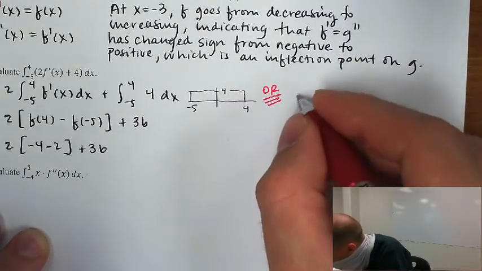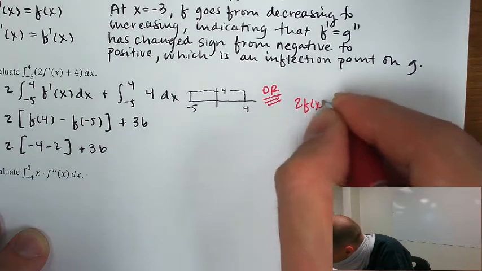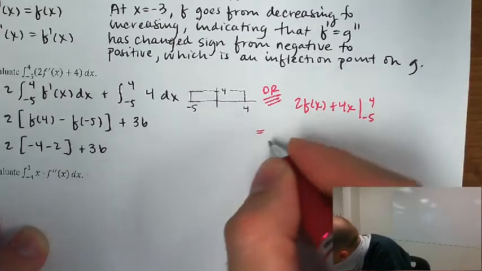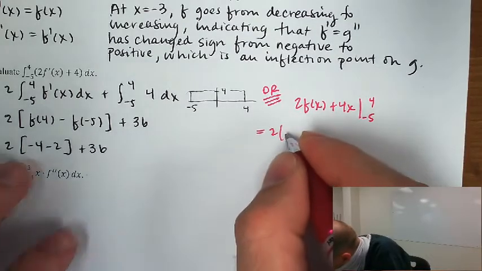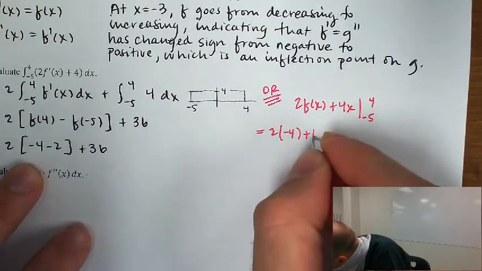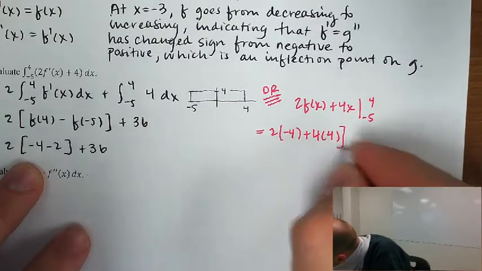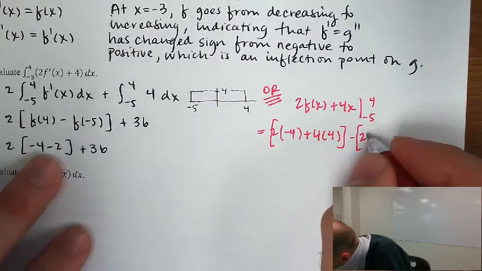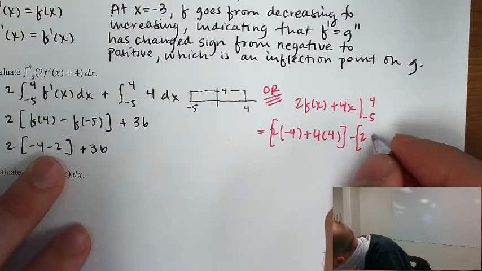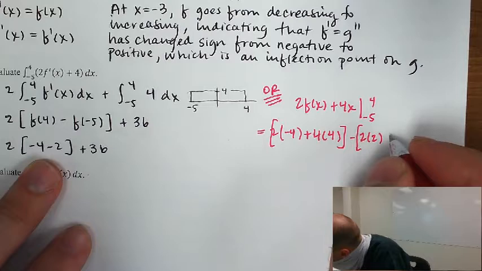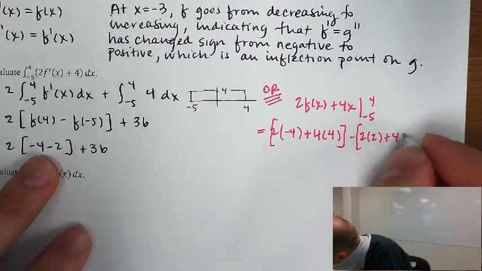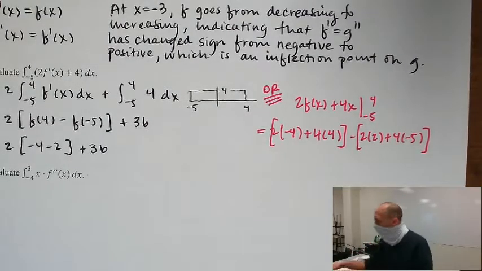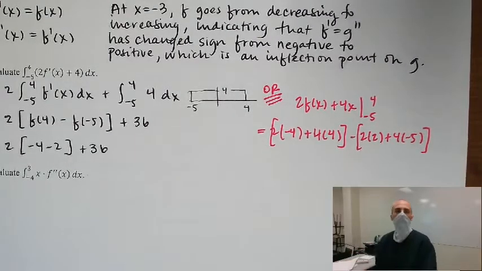We could say the antiderivative would be 2f of x plus 4x as x runs from -5 to 4, which is 2 times f of 4. f of 4 was -4, plus 4 times 4, minus 2 times f of -5, which was positive 2. That's tricky. Plus 4 times -5. And you could just stop there. It's the same number, just more opportunities for errors, in my opinion.